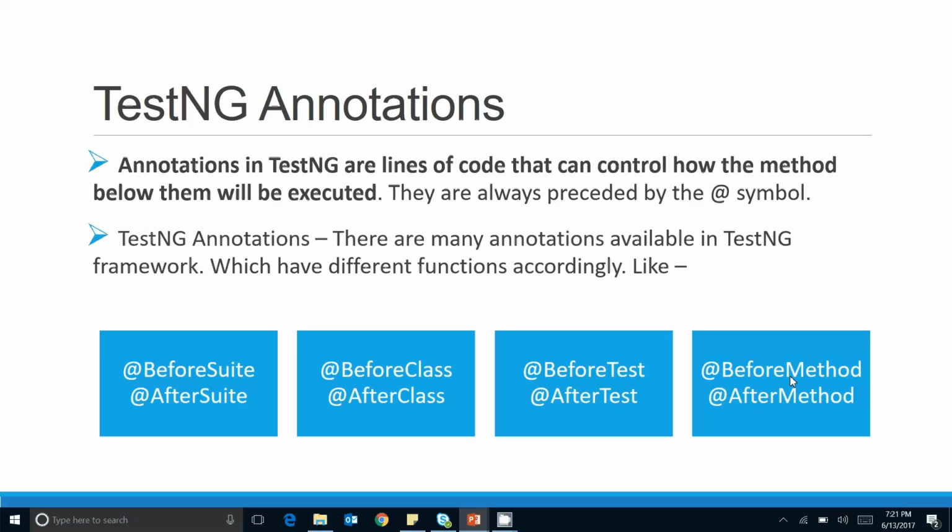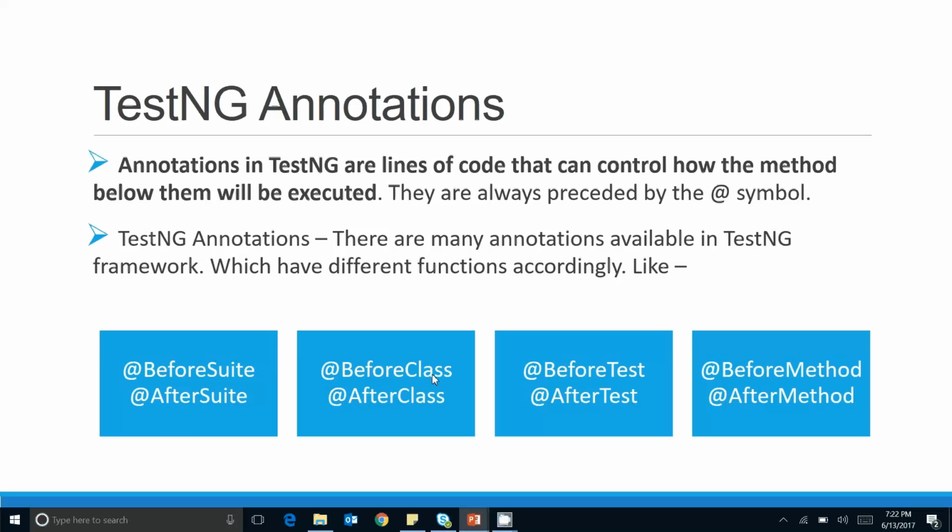Don't worry about it. There are many annotations available in the TestNG framework which have different functions. I have listed some annotations in the slides: before suite, after suite, before class, after class, before test, after test, before method, after method. These are some of the annotations available in the TestNG framework. As their names explain, the code attached to before suite will always execute before the execution of the test suites. And the code attached to after suite will be executed after the execution of the test suite. We can define the test suites and test cases inside the TestNG XML, and these annotations work accordingly.